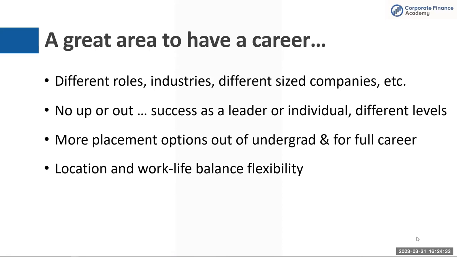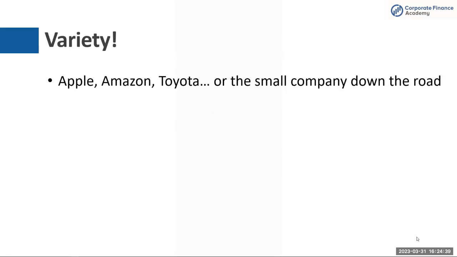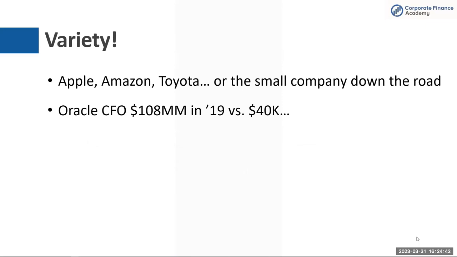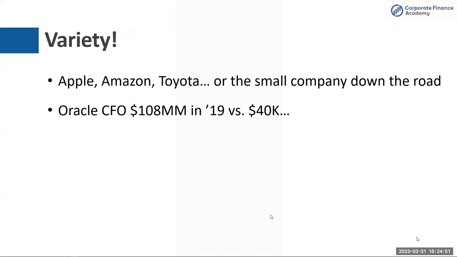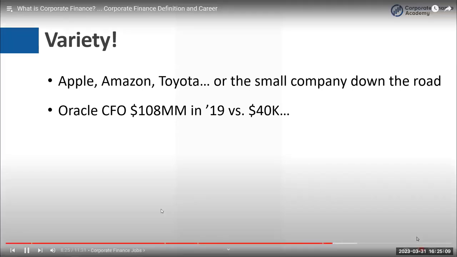You can make over $100,000 a year and work very reasonable hours in corporate finance. There's a lot of variety. You can work at Apple, Amazon, Toyota, or a small company down the road. You certainly can make a lot. This is an outrageous example, but the Oracle CFO in 2019 made somewhere around $108 million. Largely that was in the form of equity grants, and that Oracle CFO moved into the CEO position. You'll still find a number of CFOs making over $20 million a year, but you also may come into a small company making $35,000 or $40,000 a year if you didn't go to a big school. Just tons of variation.